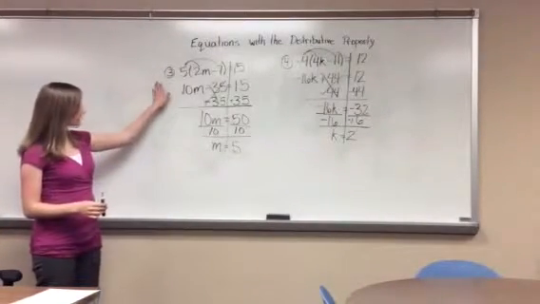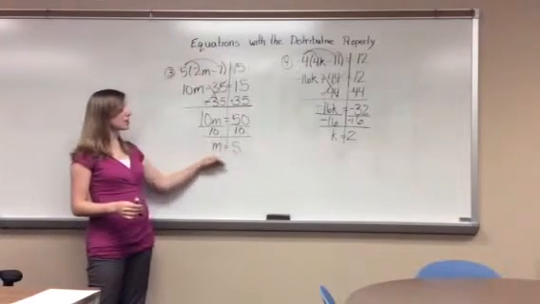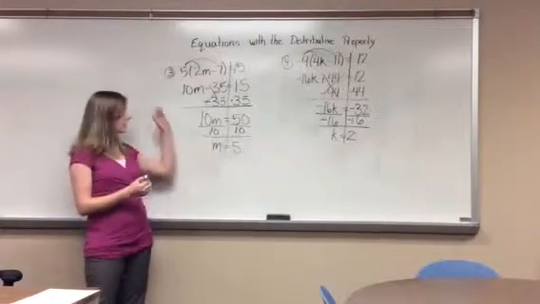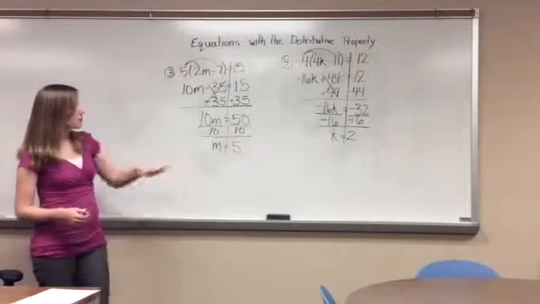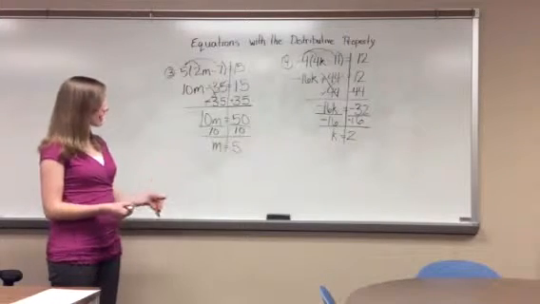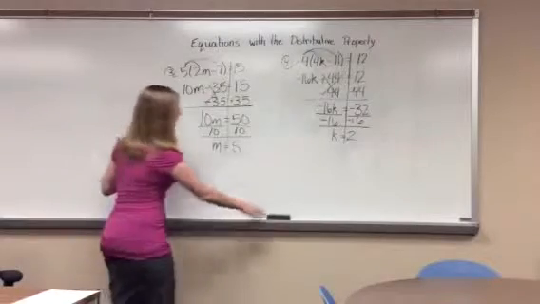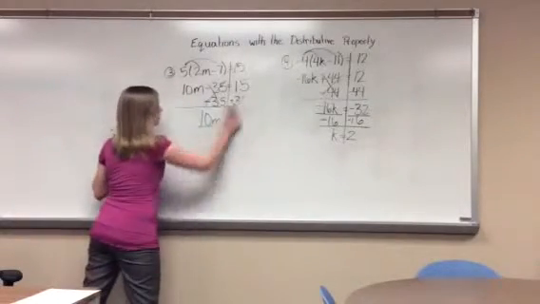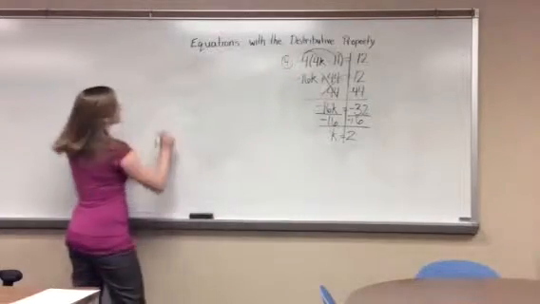For problem number 3, you needed to do the distributive property and then solve. You should get that m equals 5. If not, go ahead and check your work with what I have here. And then problem number 4, you needed to distribute the negative 4 and then solve for k. Your answer should be k equals positive 2. Again, if you did not get the same answers, go ahead and check your work with mine, and then we'll move on.